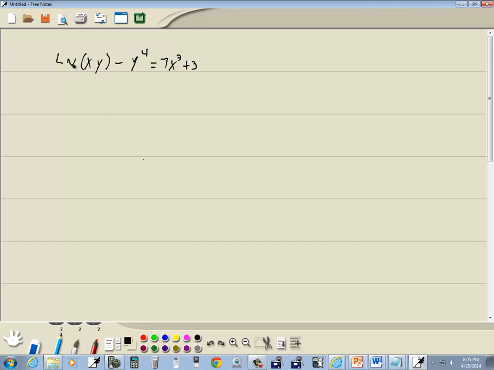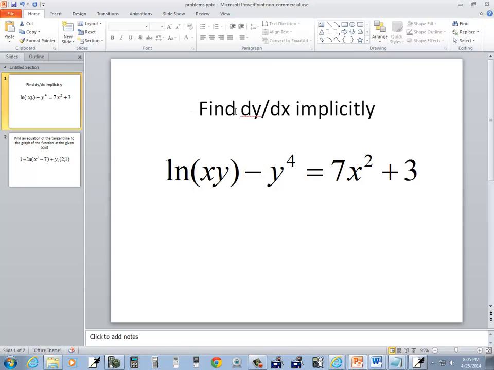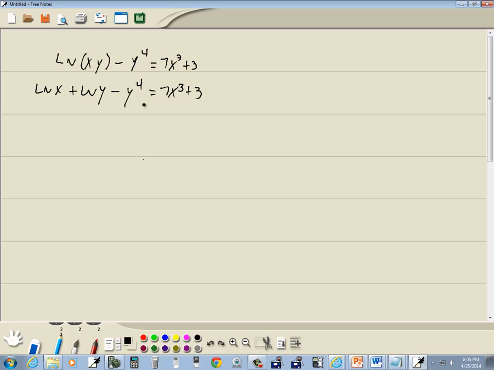Okay, first thing, I'm going to split this up. We got log of something times something. Multiplication becomes addition. So we got natural log of x plus natural log of y minus y to the fourth is equal to 7x to the third plus 3. And I want to find the derivative dy/dx implicitly.